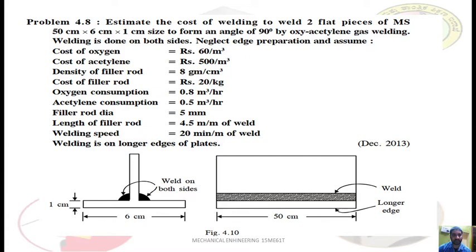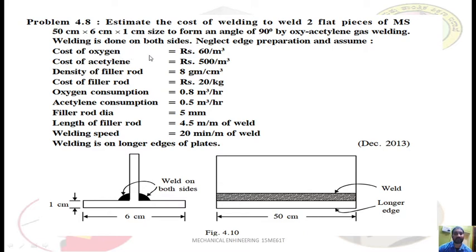Welding is on the longer edge of the plates. So the longer edge here is 50 centimeter, not the 6 centimeter. So this 50 centimeter has to be welded on both sides. So the total length will be 50 centimeter plus 50 centimeter, that will be 100 centimeter, which is nothing but 1 meter. The total length of weld is 1 meter.